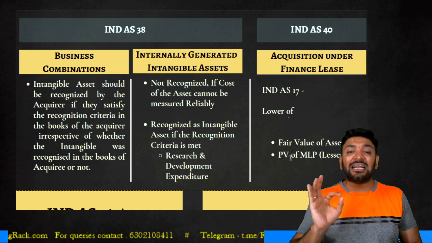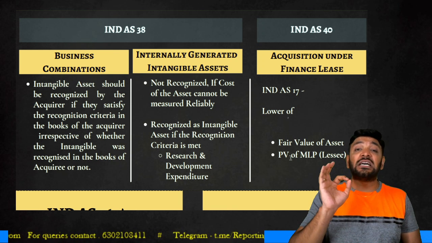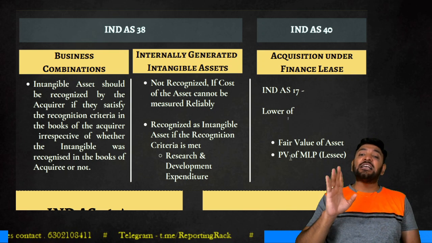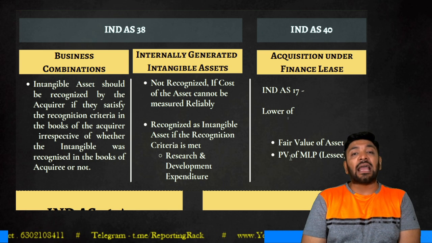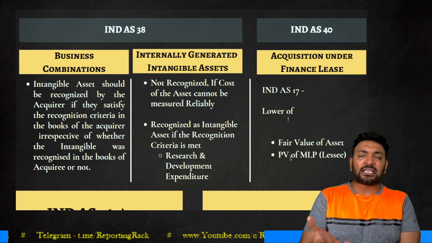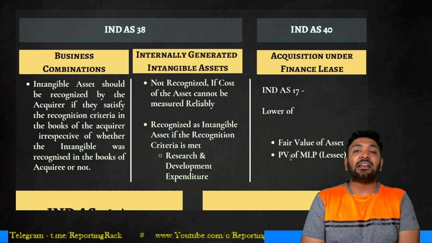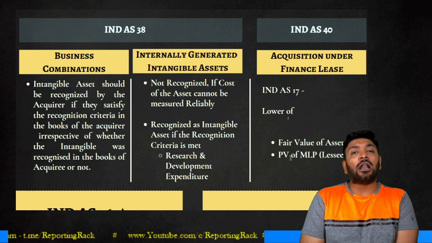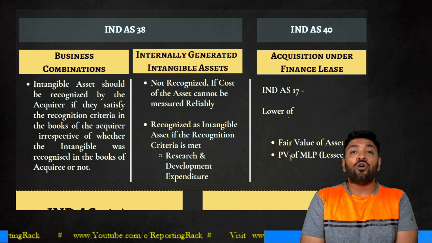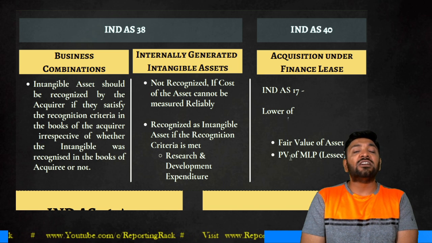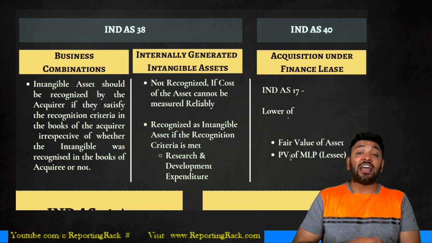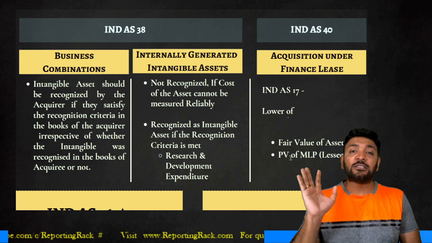I can recognize an internally generated asset only to the extent of research and development cost, which I will discuss later on. Clear? As far as IND AS 40 is concerned, if a person has acquired an asset under a finance lease, then I will recognize it as per IND AS 116 now. It is no longer IND AS 17. IND AS 17 got replaced with IND AS 116. So according to IND AS 116, I will recognize the asset acquired at the lower of fair value of the asset or present value of lease payments.